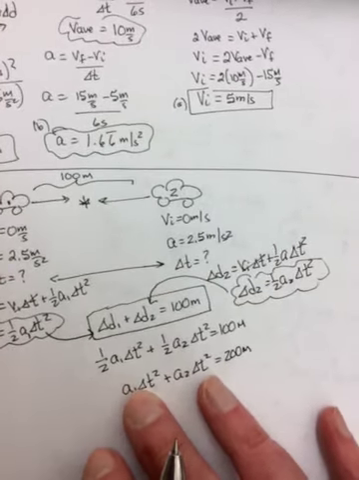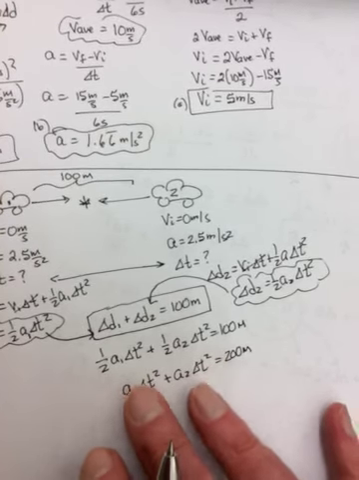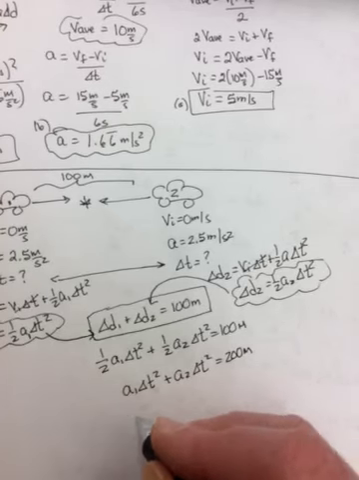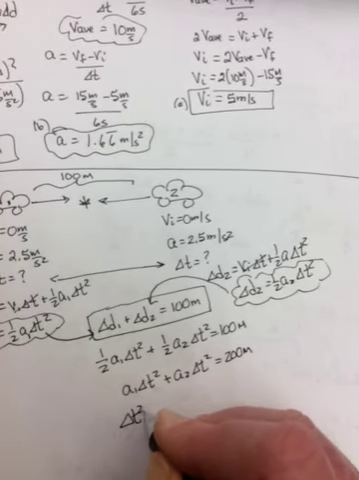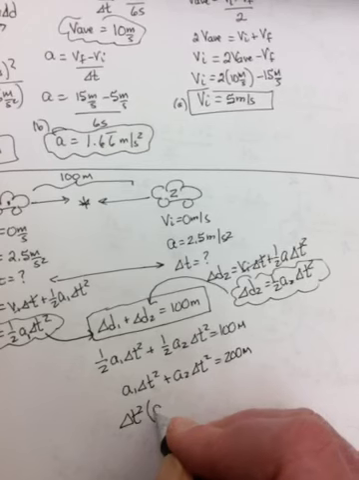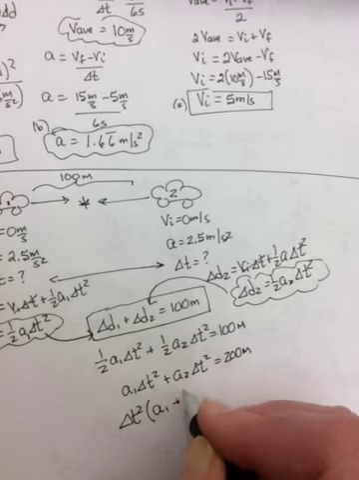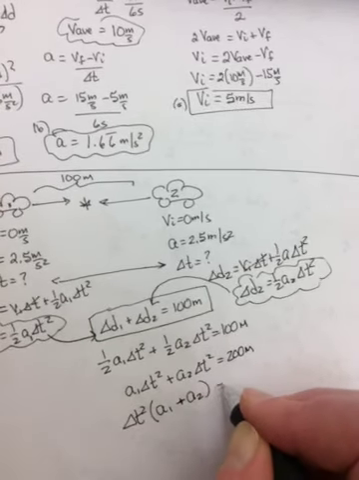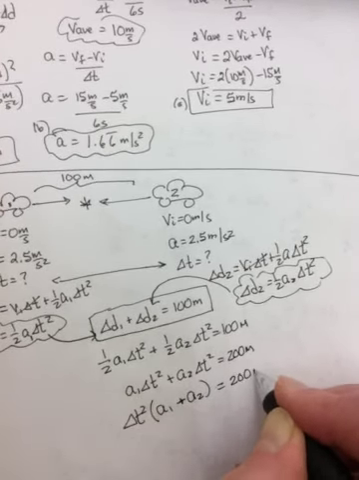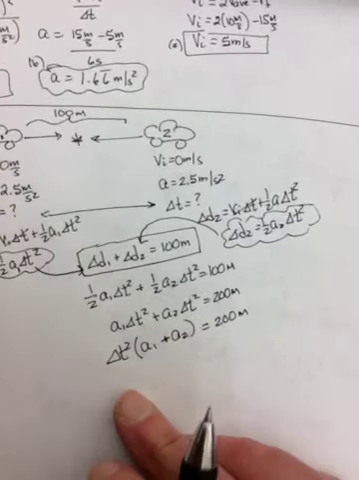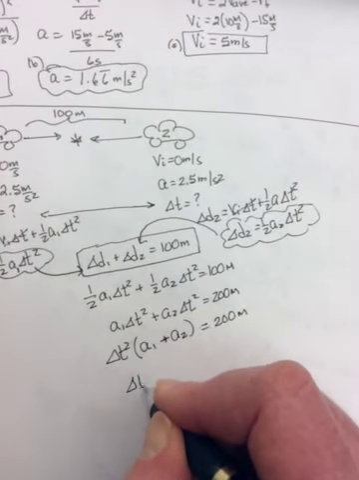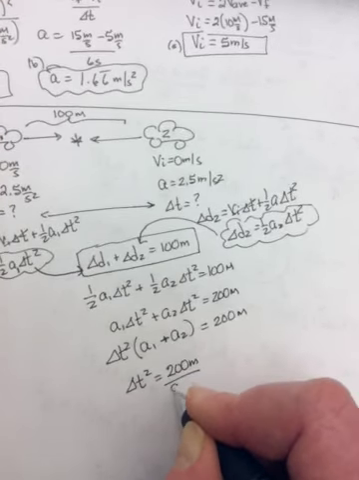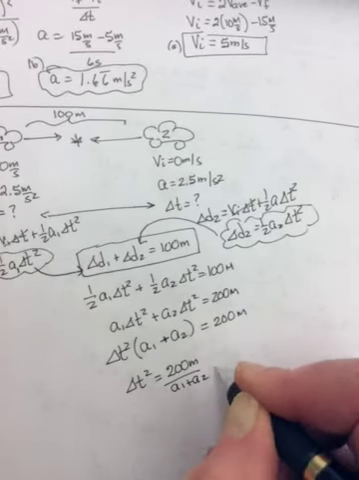So now I'm trying to solve for T squared, and it's in two different terms, and I'm going to use that cool little trick that we learned when we were doing the math review. I'm going to pull my T squared out. And when I take it out of the first term, I'm left with A1. And when I take it out of the second term, I'm left with A2. And that's going to be equal to 200 meters. And now what do I do to get the T squared alone? I divide by the bracket. So it'll be 200 meters over A1 plus A2.